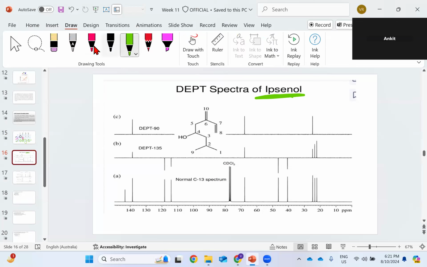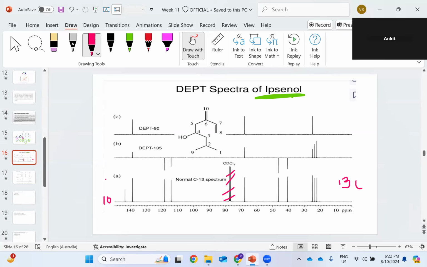So this is the 13C spectra of this molecule. In the 13C spectra, what happened? We got all the signals, right? This signal is due to the CDCl3, so for now, ignore this signal. And we have 1, 2, 3, 4, 5, 6, 7, 8, 9, 10. We have the 10 signals in the 13C NMR spectra, right?